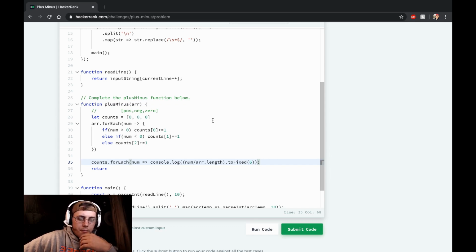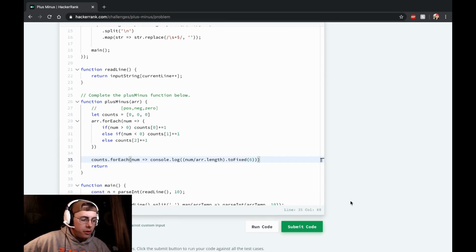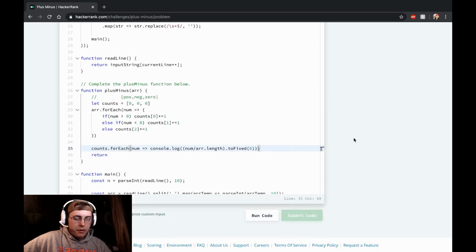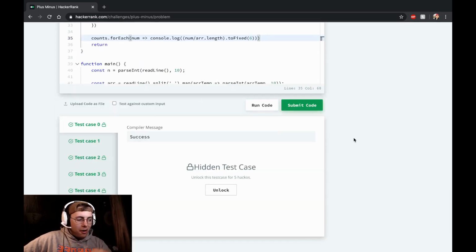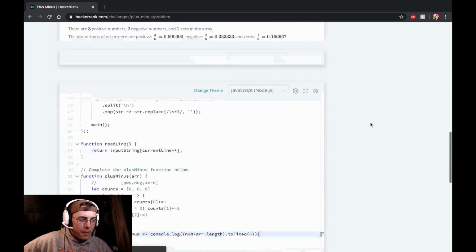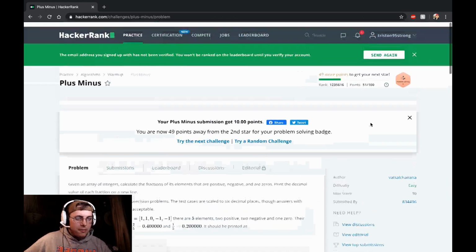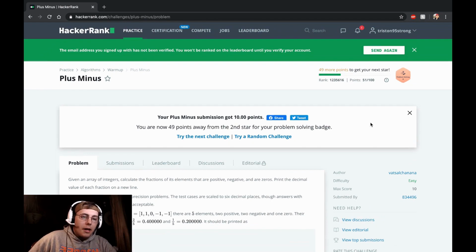So it's pretty simple. Let's submit the code and see if it's efficient enough for all their test cases. Yeah, awesome. Well, that was Plus Minus on HackerRank. It was labeled easy difficulty here.